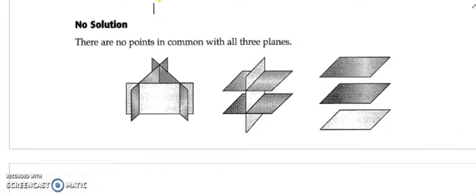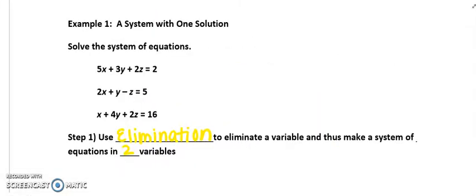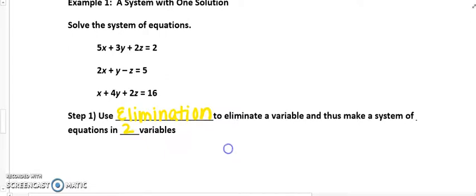And then where there are no points is where maybe two planes intersect, but not all three, or you have one of these options. So how we solve systems with three equations is the same way as we do with two, except we just have to do more of it. So we're going to eliminate a variable, and then we'll have two equations, and we'll be back to how we solve. So again, it's easy if you mark these.